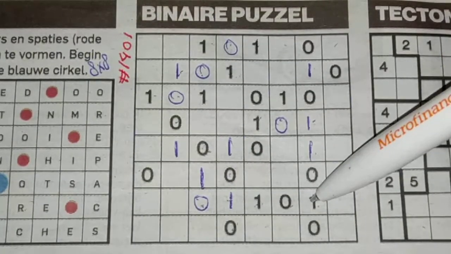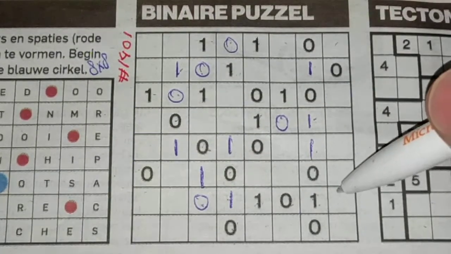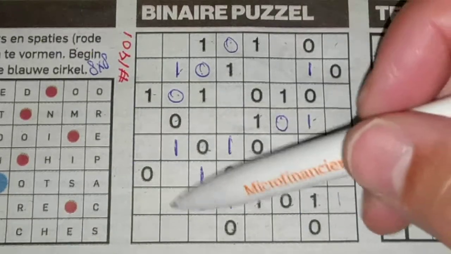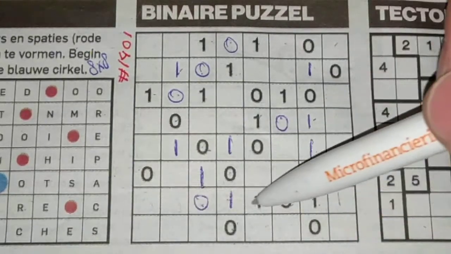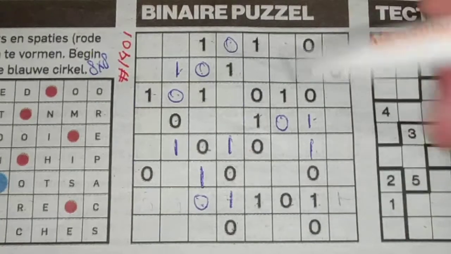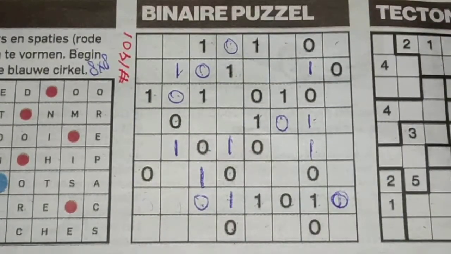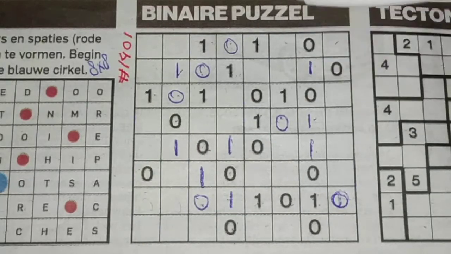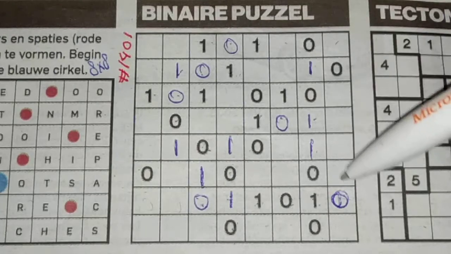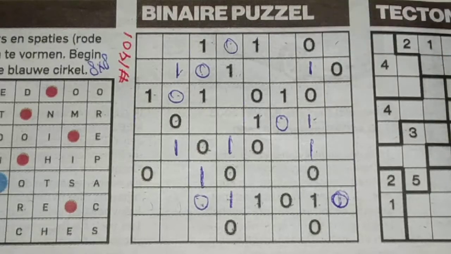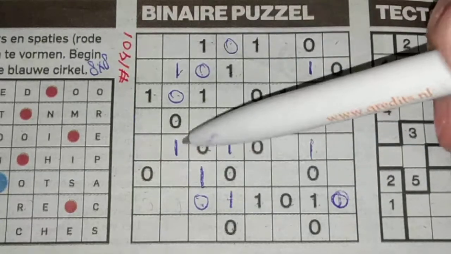3 1s. If I place the 1 here, then we have 3 0s in a row in this row. Not allowed, so this cannot be a 1. This should be a 0. Alright. And now, can I find more?